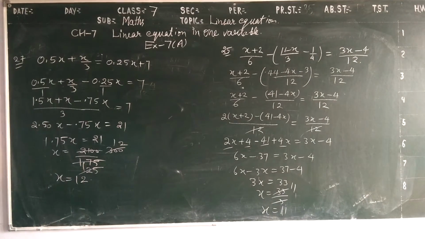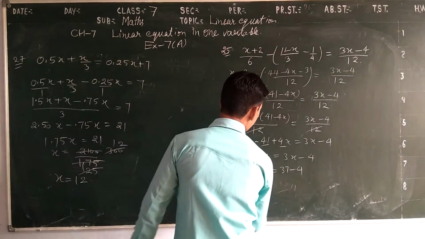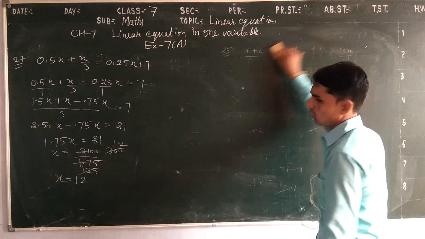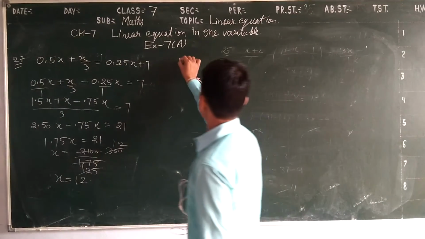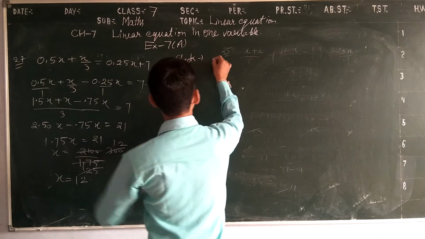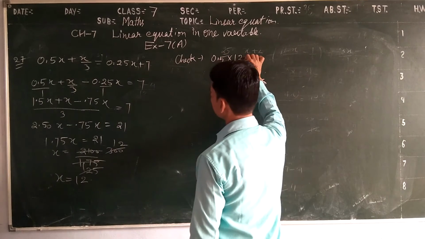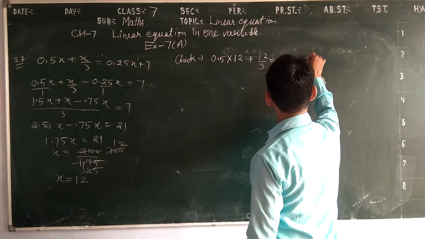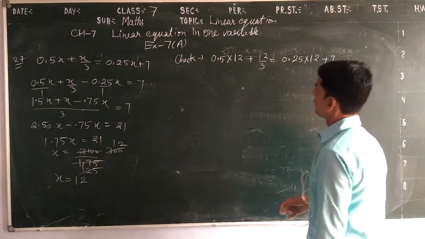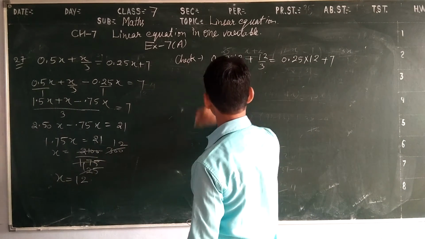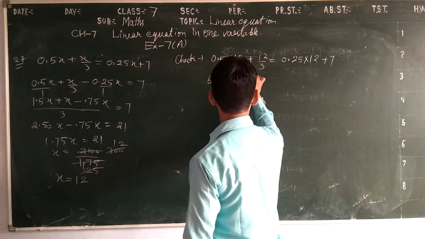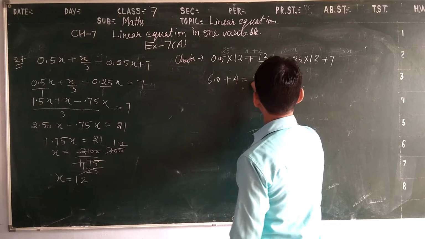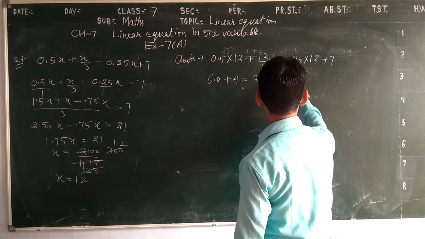The value of x equals to 12, and put this value in the given equation, because we have to check whether our answer is right or wrong. So let's check. 0.5 multiply 12 plus 12 upon 3 equals to 0.25 multiply 12 plus 7. So 12 5s are 60, meaning 6.0, plus 3 4s are 12, equals to 12 5s are 60, carry 6, 12 2s are 24, 24 or 6 is 31. After 2 digits we take the point.